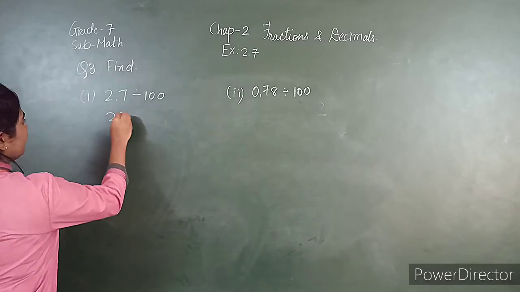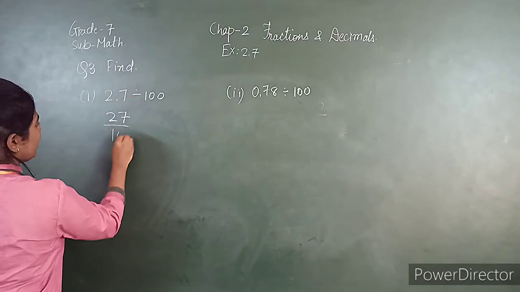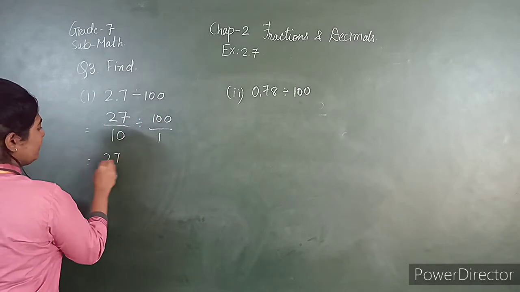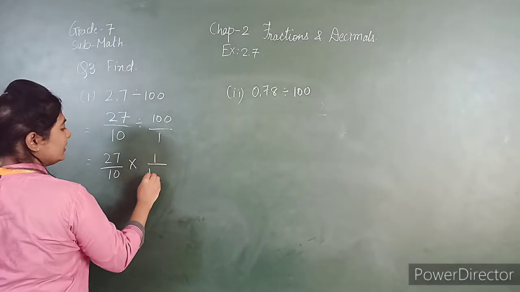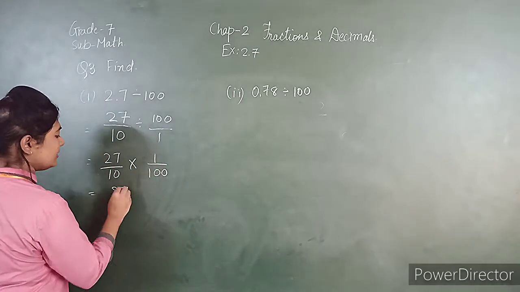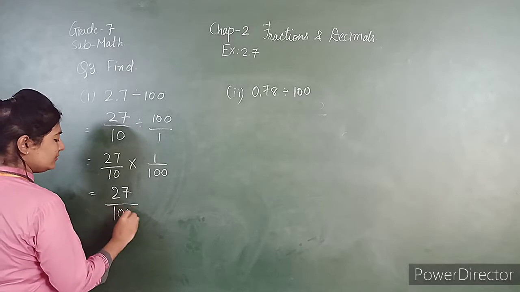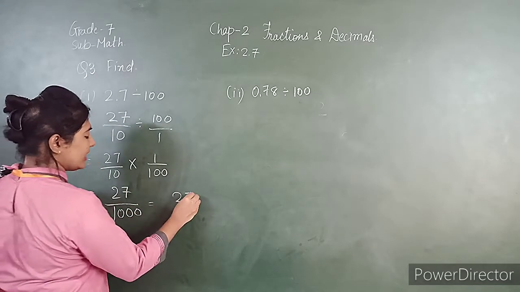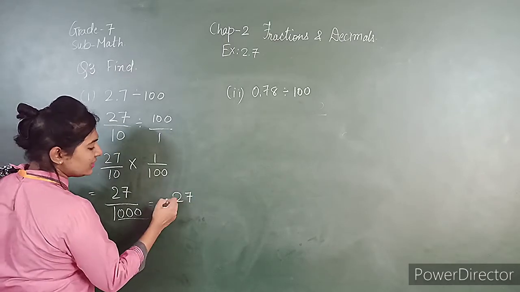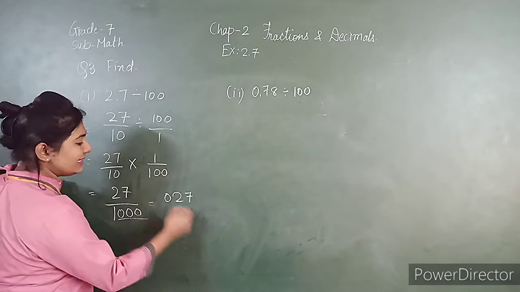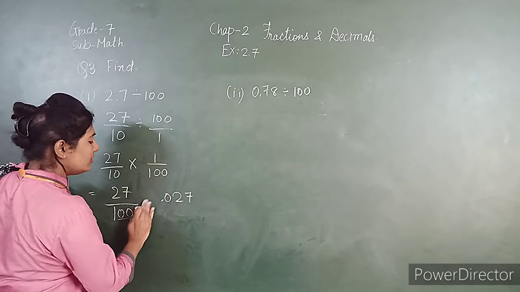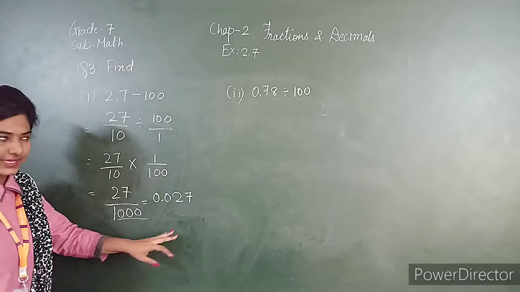Now question number 3, 2.7 divided by 100. So here after the point 1 digit is there, so we have to write 10 in the denominator, then 100 upon 1. Now if we change this sign, then we have to write the reciprocal of this number. So here 27 upon 10 into 100, that is 1000. So here only two digits are there and 3 zeros are there in the denominator. So we have to make this a 3 digit number, so we put a 0. So here 1, 2 and 3, then we have to put the point over here. So our answer is 0.027.